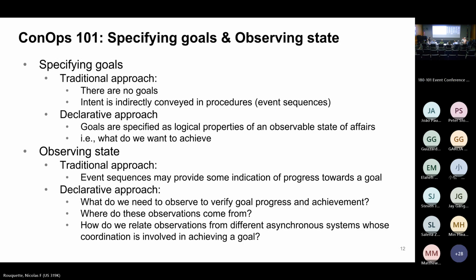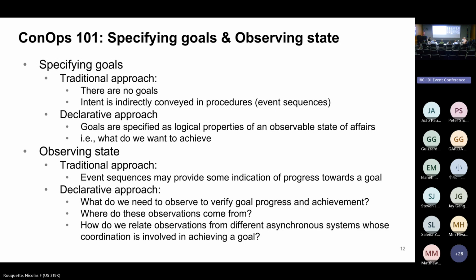So, kind of like back to the square root. ConOps should specify goals that we can test and observable states that we can verify, if in fact it happened the way we expect to.